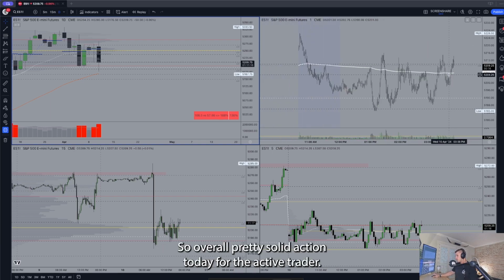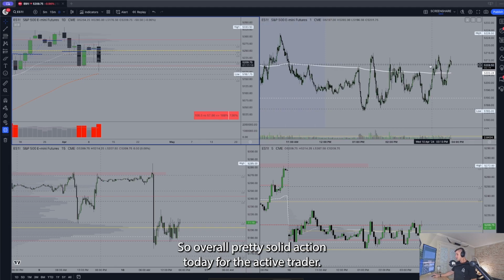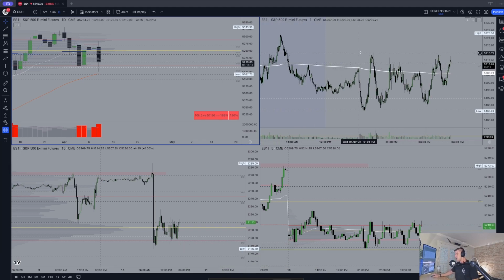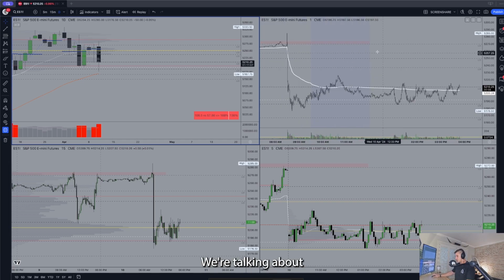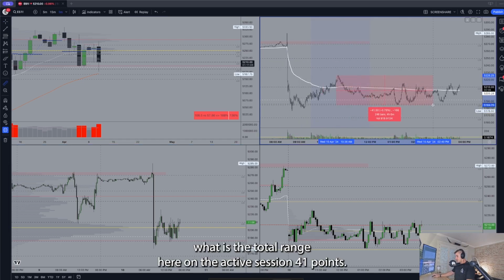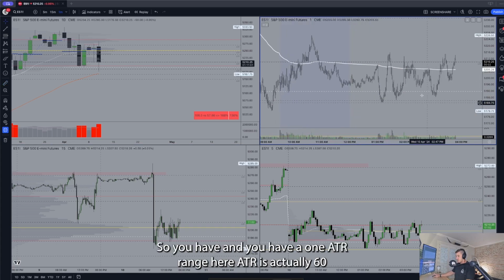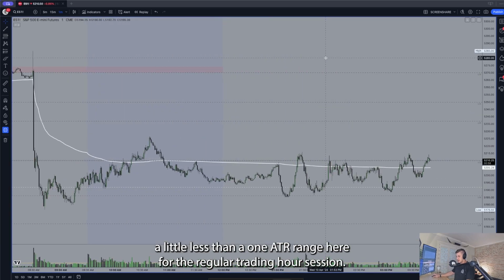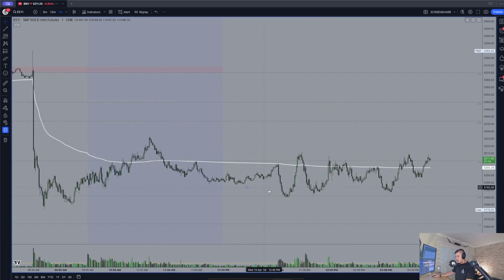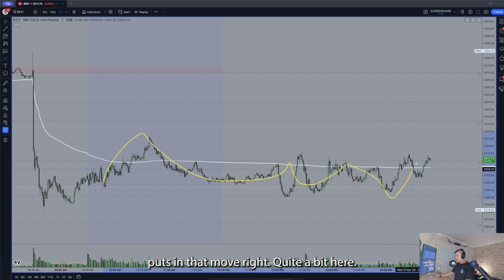So overall, pretty solid action today for the active trader. No real direction, right? Just sideways, a very wide range. We're talking about, what was the total range here on the active session? 41 points. So you have a 1 ATR range here. ATR is actually 60, a little less than a 1 ATR range here for the regular trading hour session. But look how many times price actually puts in that move, right? Quite a bit here. And NQ even better.